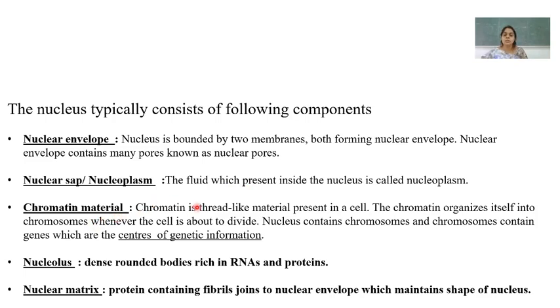Chromatin material. Chromatin is a thread-like material present in a cell. The chromatin organizes itself into chromosome whenever the cell is about to divide. Nucleus contains chromosome, and chromosome in turn contains genes, which are the centers for genetic information. Nucleolus. Nucleolus is a dense, rounded body which is rich in RNA and protein. Nuclear matrix. The protein-containing fibrils join to the nuclear envelope and maintain the shape of the nucleus.